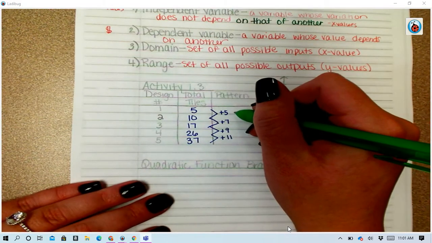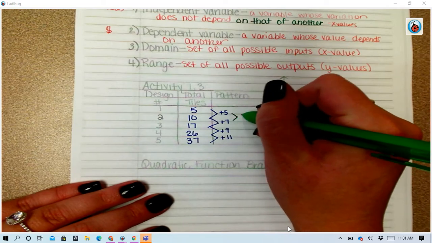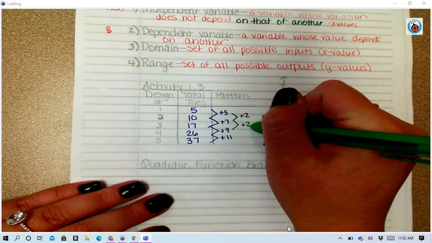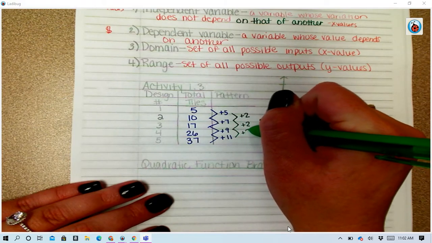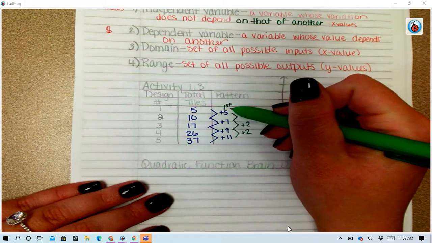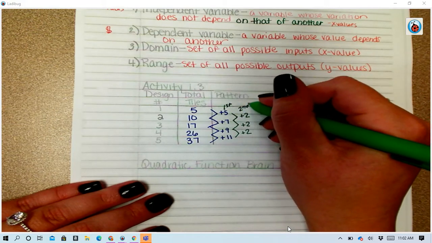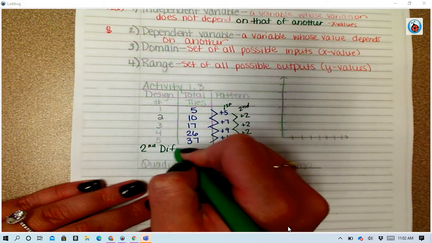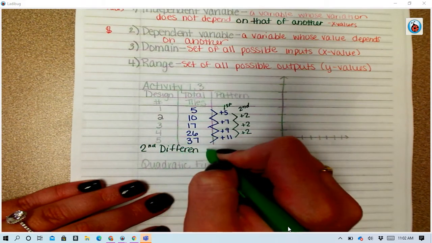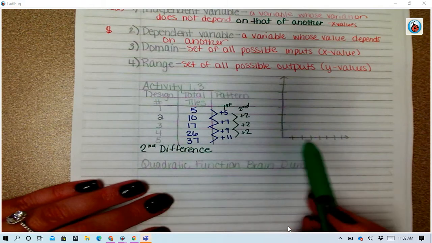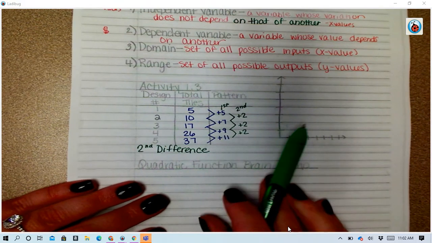So from 5 to 7, we added 2. From 7 to 9, we added 2. And from 9 to 11, we added 2. So this is the first difference that told you it was linear. If there's a second difference pattern, so a second difference pattern is what tells you that it is quadratic. So let's fill out this graph over here.